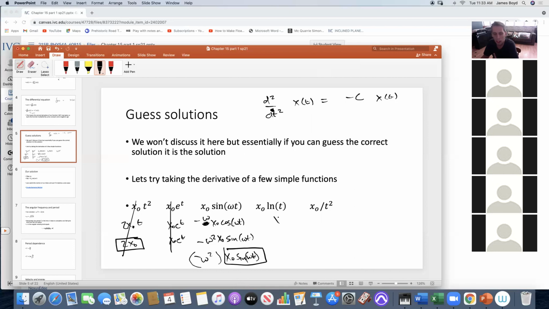This one would give us x naught 1 over t. Another derivative would be negative 1 over t squared. So that doesn't work. And finally, this one would give us negative 2 x naught over t to the third. And so 6 x naught over t to the fourth, which is again not our original function. So the one we have that works is using the function x naught sine omega t, where x naught is wherever our initial position is. Okay, so that's our solution.